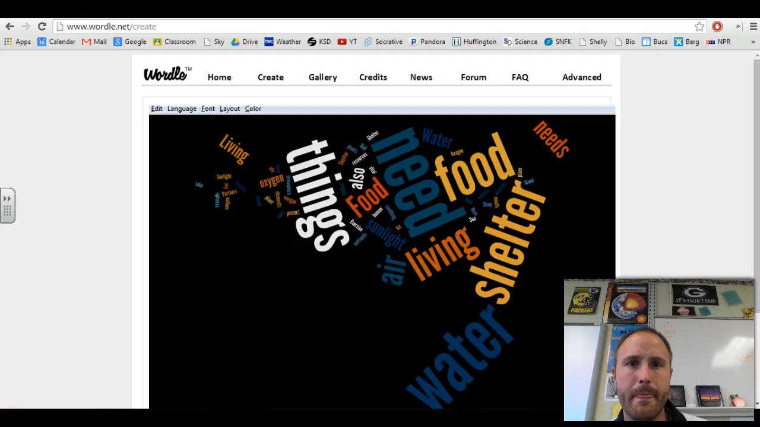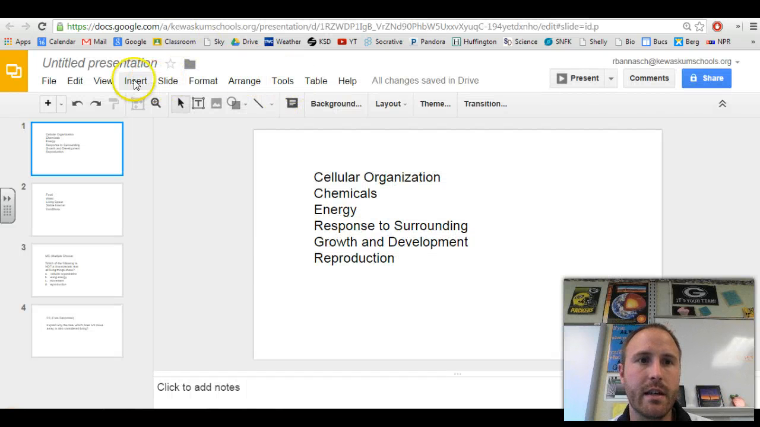So the idea behind the lab was to get you thinking about what the characteristics are and also trying to figure out what the needs of living things are. And let's take a look at what the actual needs of all living things would be.